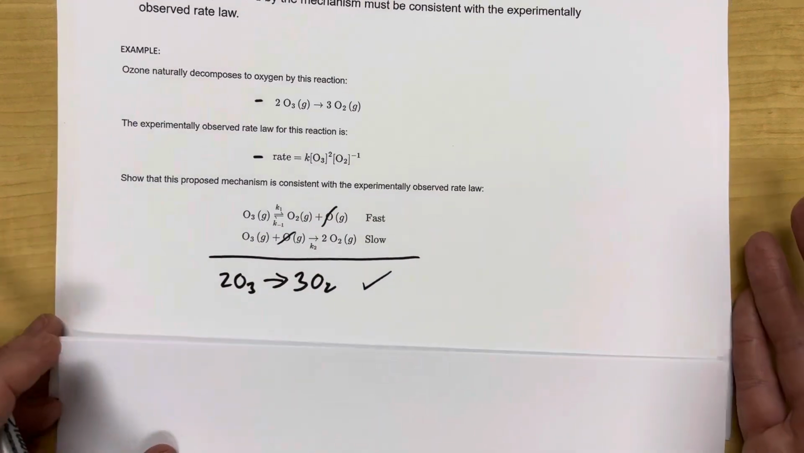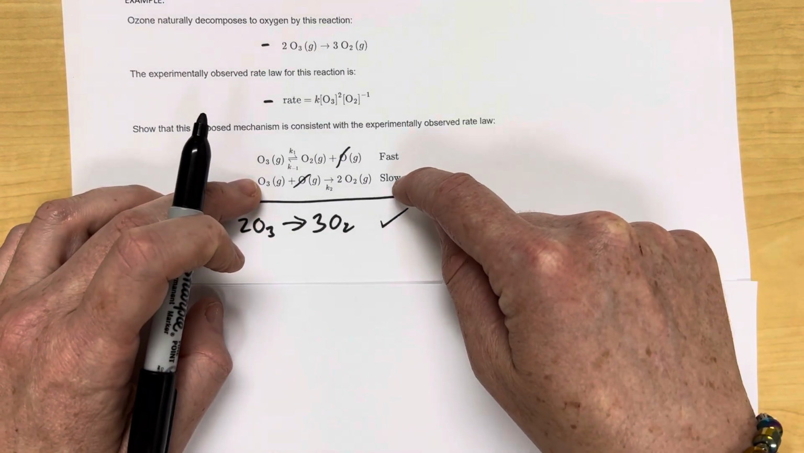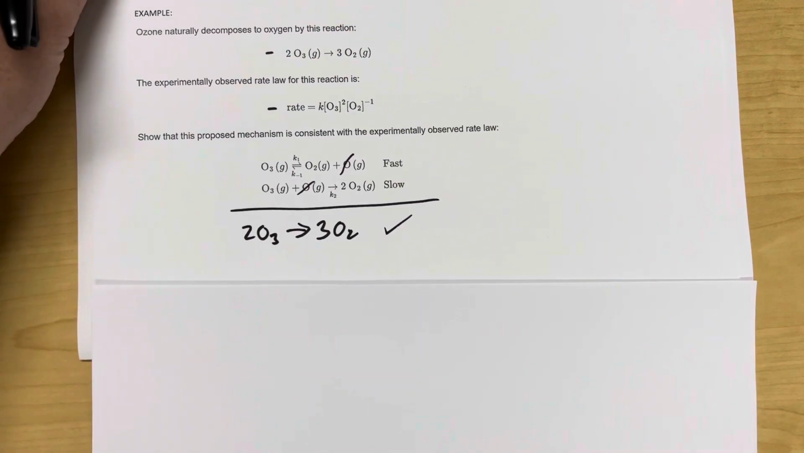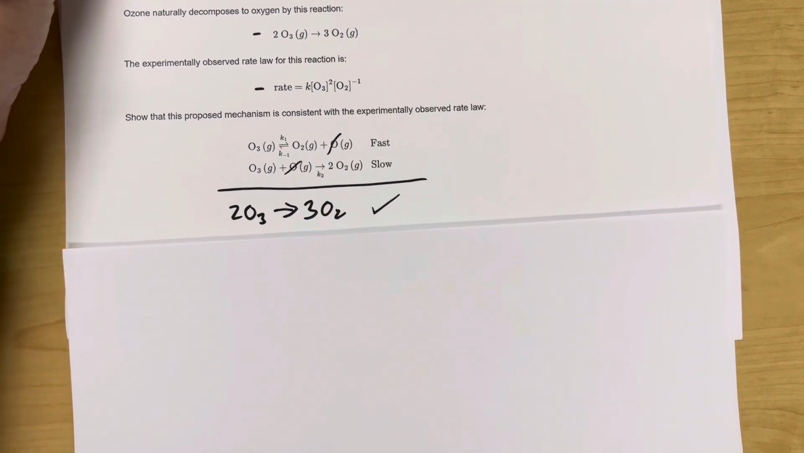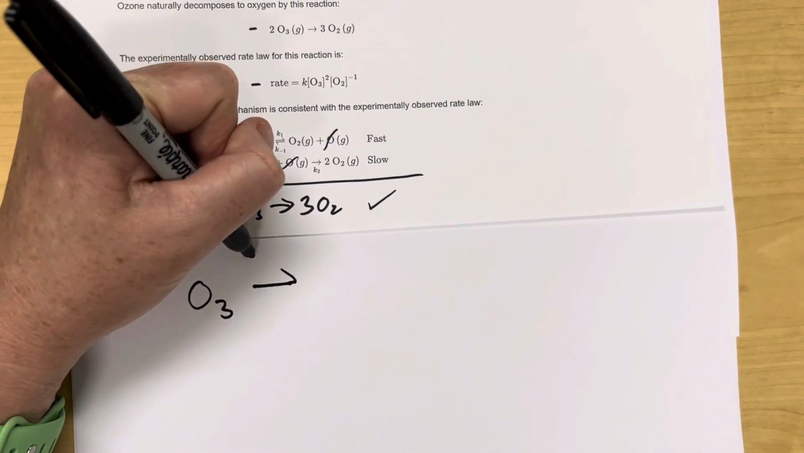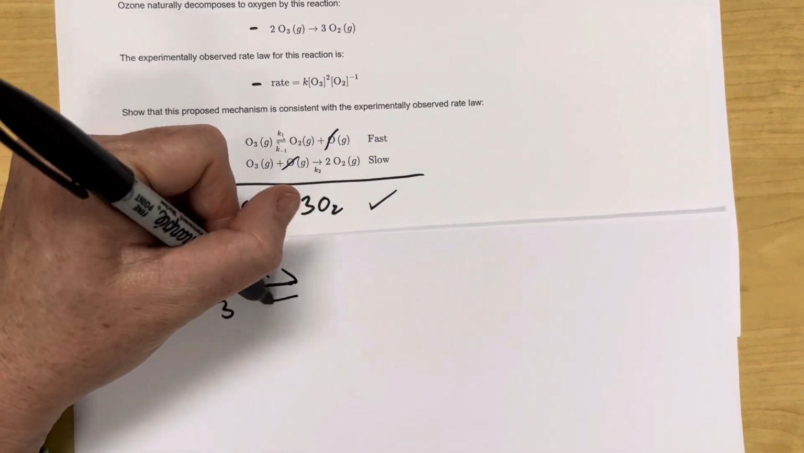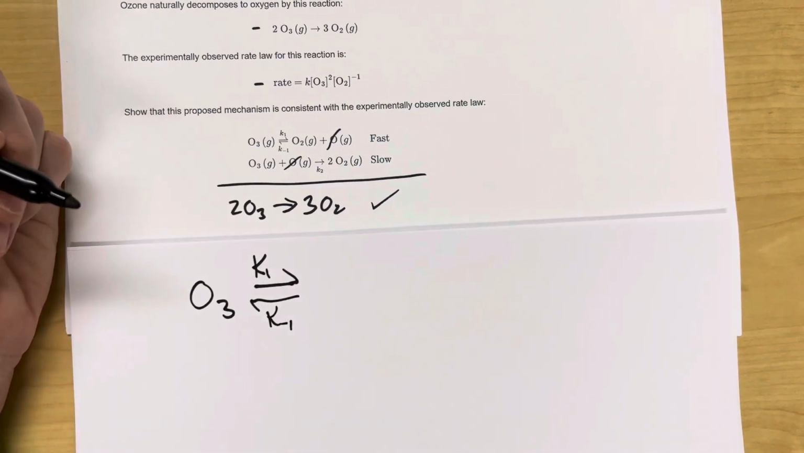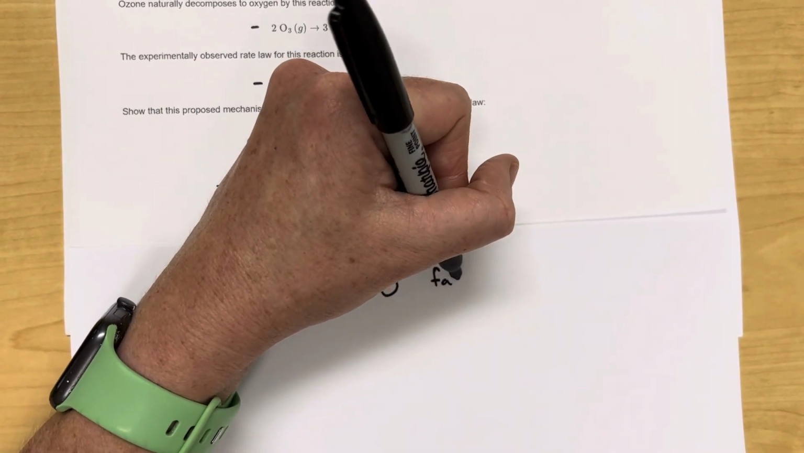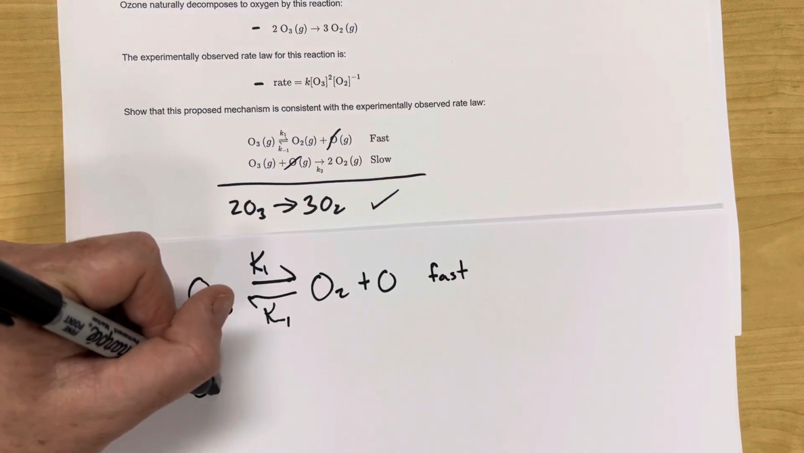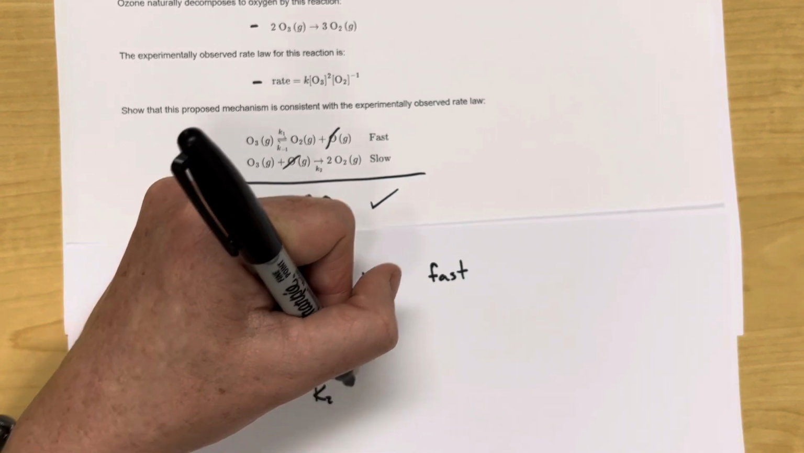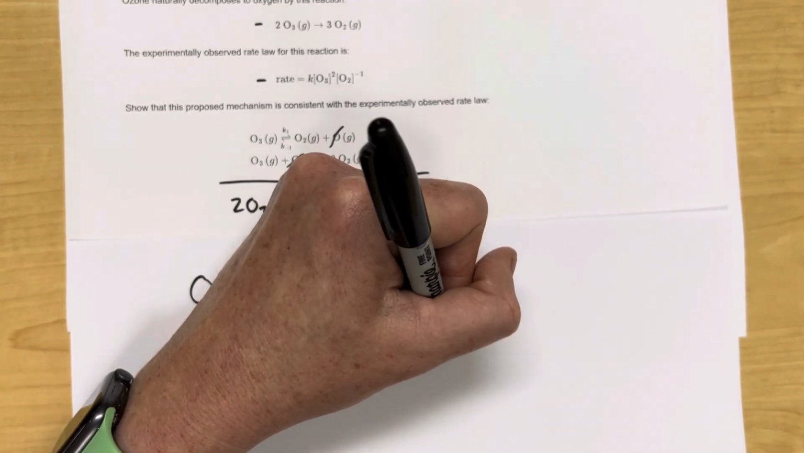All right, the second thing we have to prove is that this slow step is going to give us this rate law right there. In order to figure that out, I'm going to rewrite this. We have O3, a little bit bigger, going forward, and this one's the reverse, O2 plus O, and it said that this one was fast. And then we have O3 plus O, going with K2 to 2 O2, and it says this one is slow.